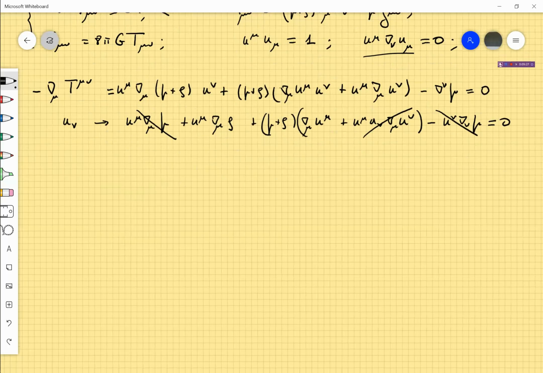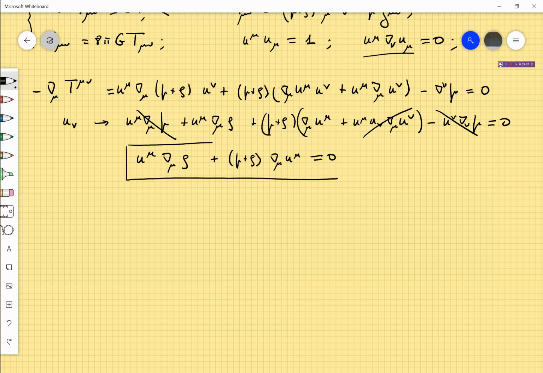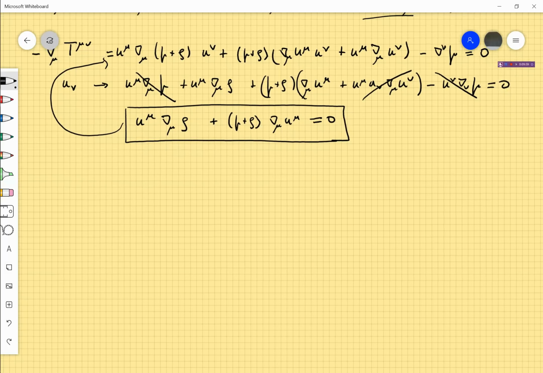Okay, and we get u^μ ∇_μ ρ plus (p + ρ) times the divergence of u^μ is equal to 0. This is the first equation, and now we can substitute this equation here in the original equation to simplify the result.